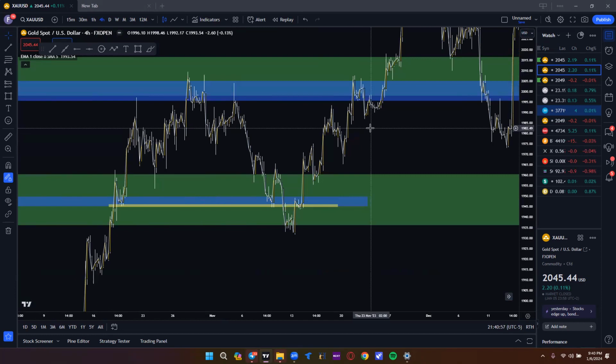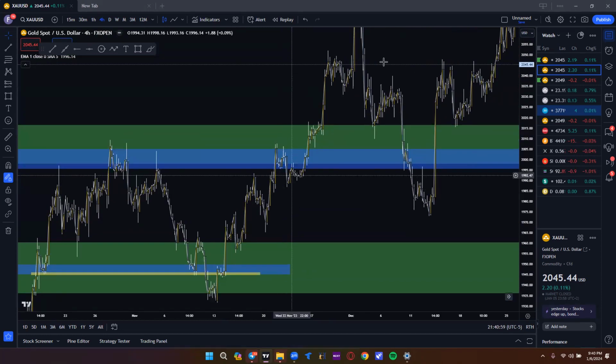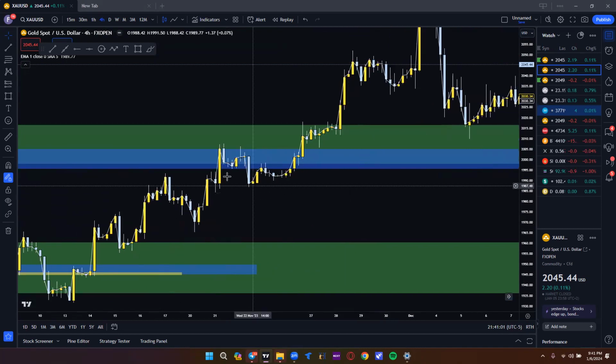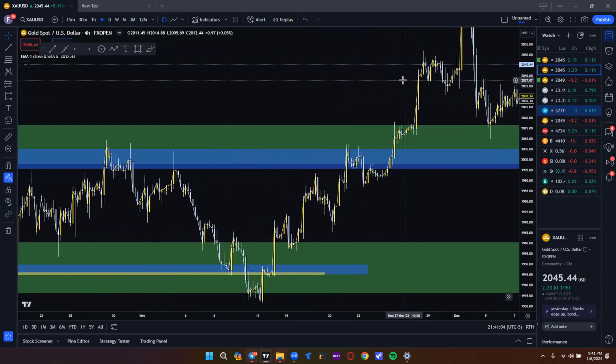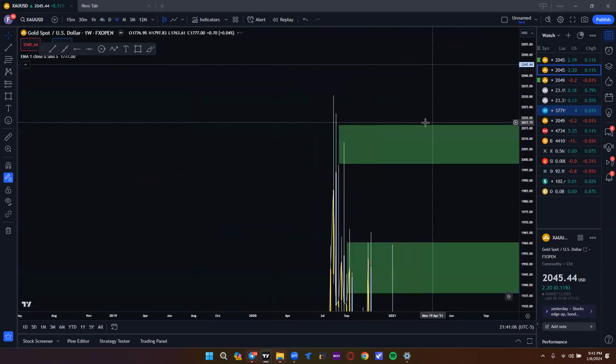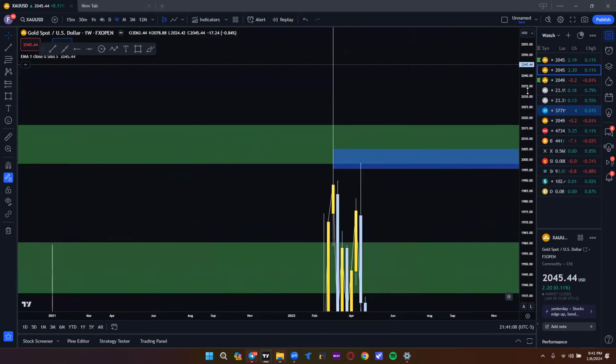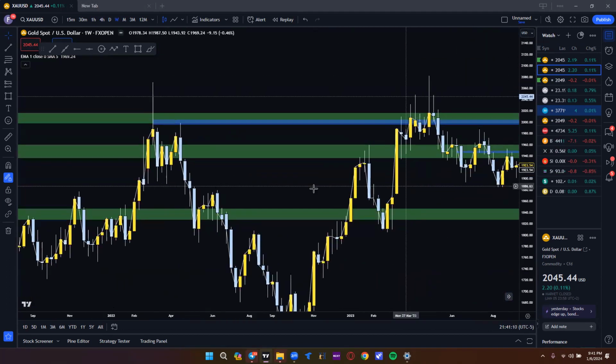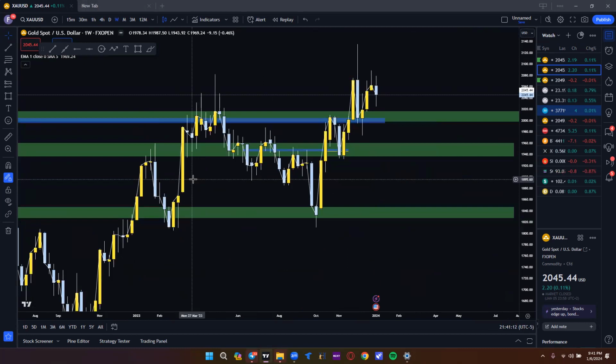And it happened. It just bounced from here, and it just kept going from one point to another. So that is how we're going to use multiple time frames with decision levels. I want you guys to start using them that way.